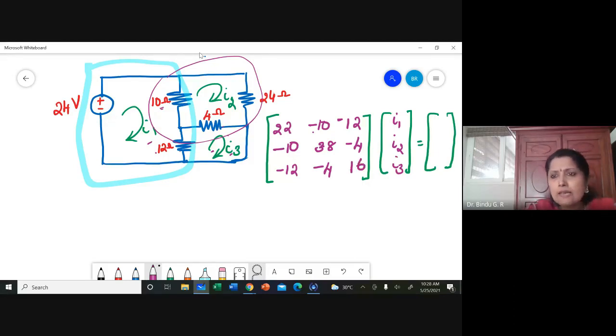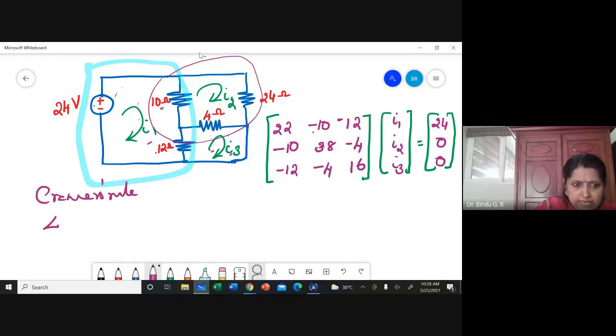Okay. Then coming to the voltage sources. In the first mesh, there is a 24 volt source driving the current in the same direction. So 24. The second mesh doesn't have any voltage source. The third mesh doesn't have any voltage source. I want all of you to solve for this. How do you solve for this? Cramer's rule.